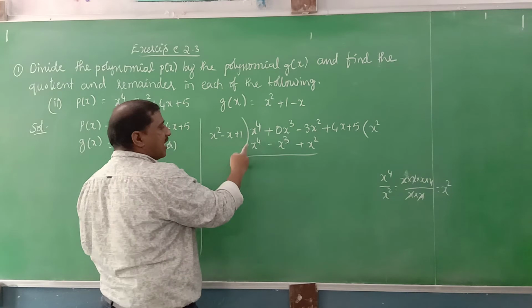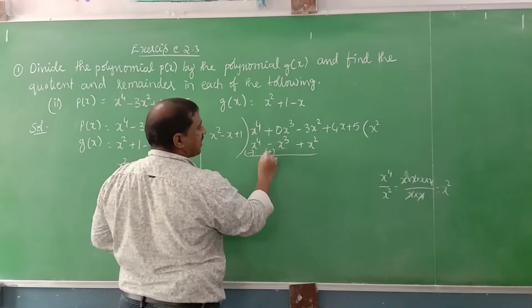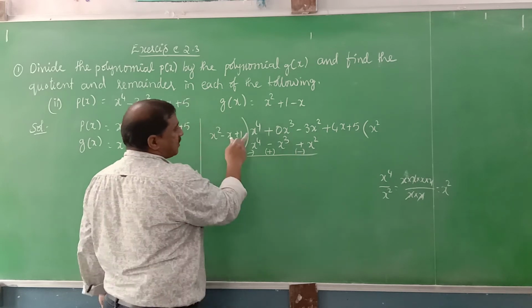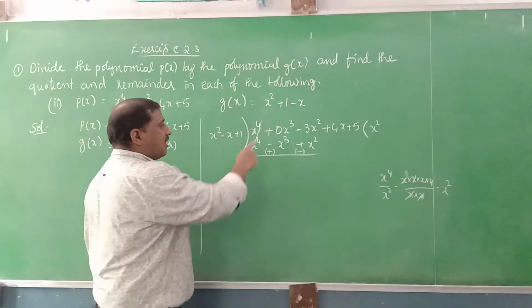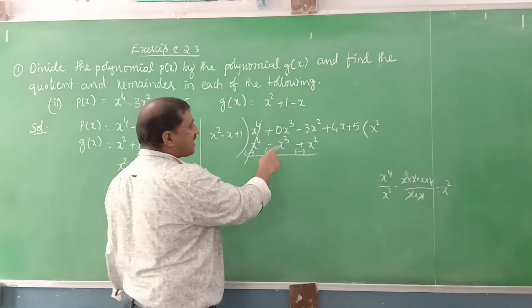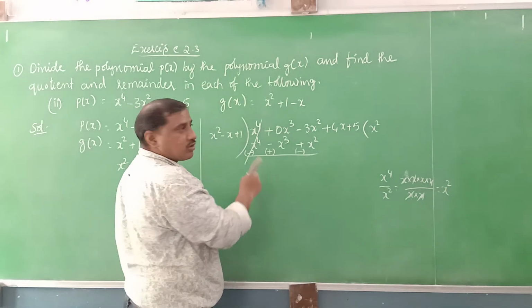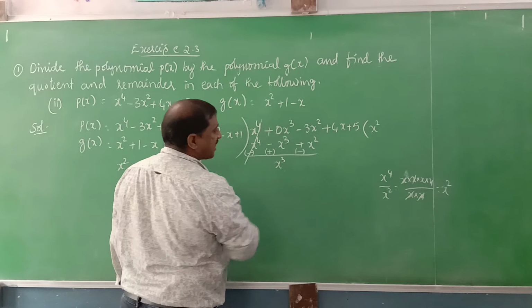While you are subtracting, the plus sign will change to minus. Minus will be plus. Plus will be minus. So x power 4 minus x power 4 are cancelled. Plus 0x cube plus x cube. 0 plus 1 is 1. So we will get 1x cube or simply x cube.